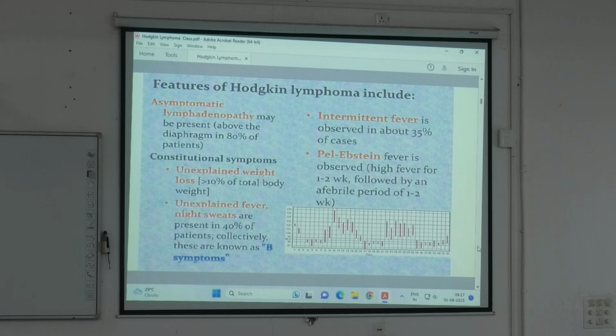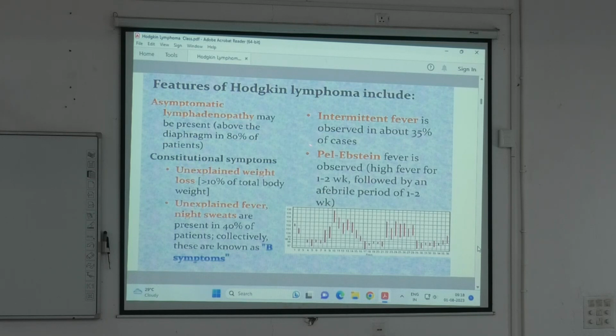What are the clinical features of this disease? The patient presents with asymptomatic, painless, rubbery lymphadenopathy, more than 2 centimeters in diameter, and may have symptoms, that is the B symptoms: usually unexplained fever, sweating and loss of weight. These three are called the B symptoms.